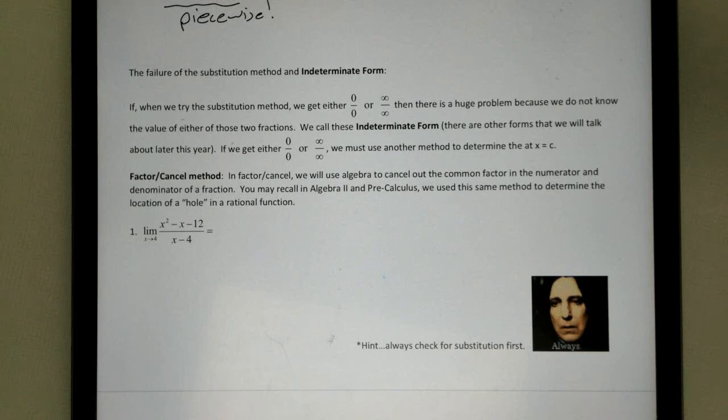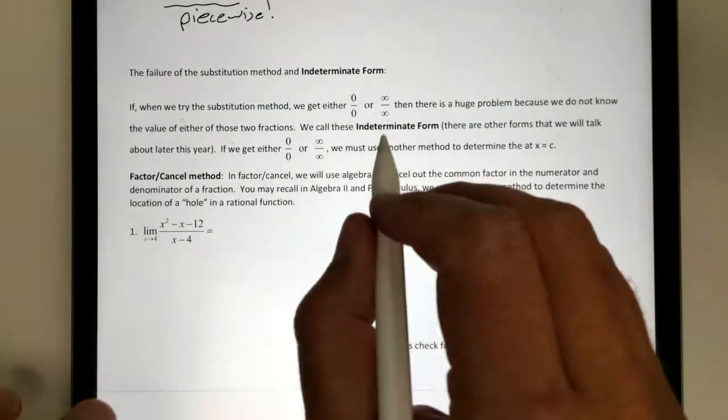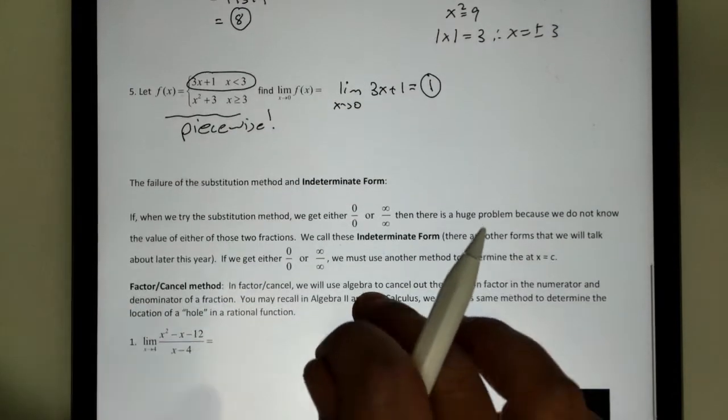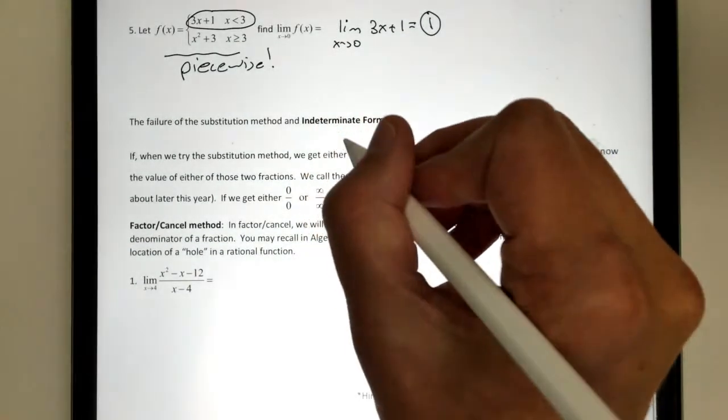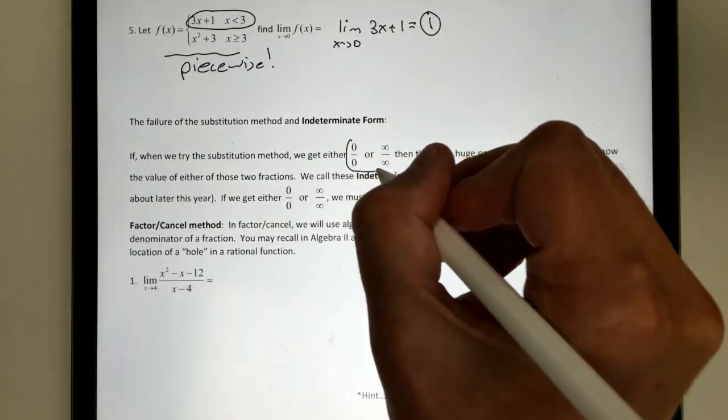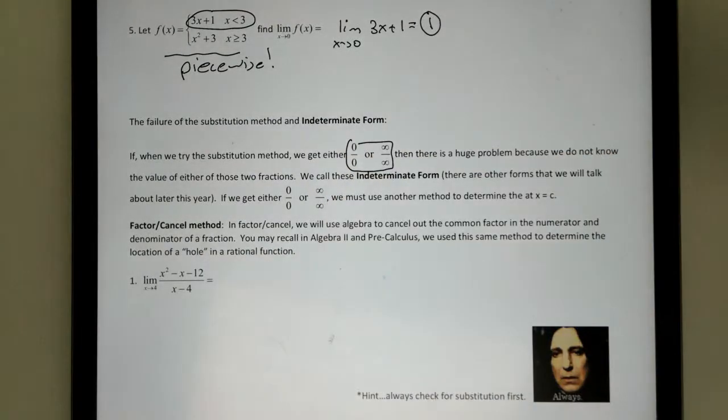Hi, welcome back. So in this video, we're going to be talking about what happens if substitution fails. So let's say we want to try to substitute in. And this time, instead of getting a nice number like we did up here, we get this weird thing. We either get infinity over infinity or 0 over 0. Now, this is a huge problem because we don't really know what these are.